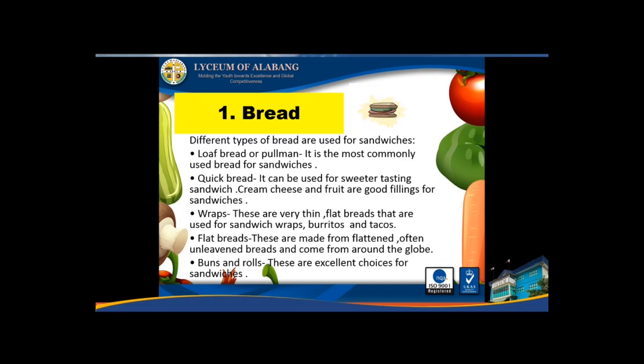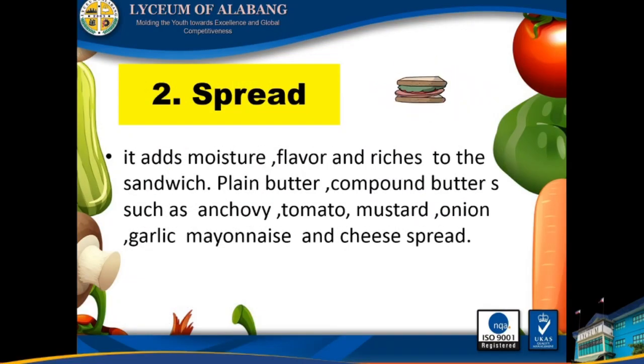Sandwich bread, also referred to as sandwich loaf, is the bread that is prepared specifically to be used for the preparation of sandwiches. Number two, spread. It adds moisture, flavor, and richness to the sandwich. Examples are plain butter, compound butter such as anchovy, tomato, mustard, onion, garlic, mayonnaise, and cheese spread. A sandwich spread is a spreadable condiment used in a sandwich in addition to more solid ingredients. The main function of the spread is to hold the fillings and the bread together.